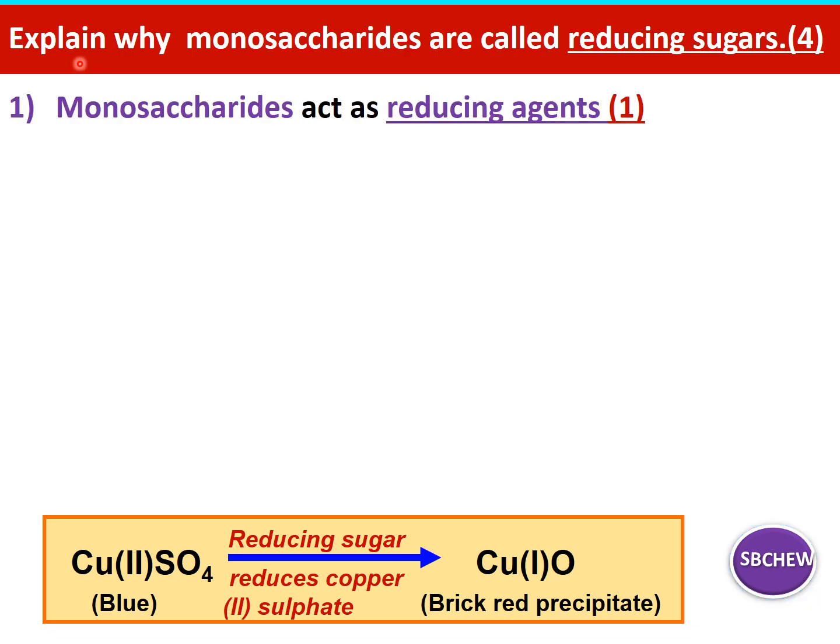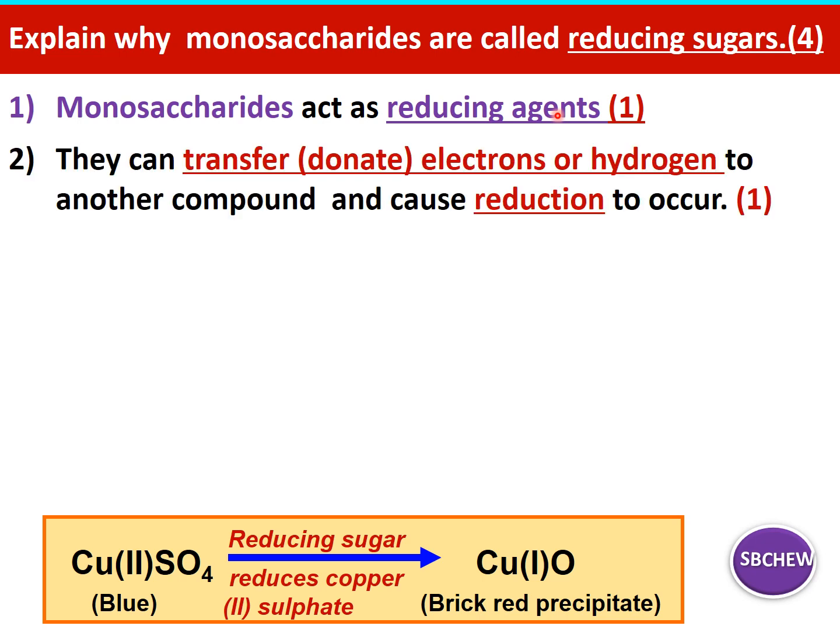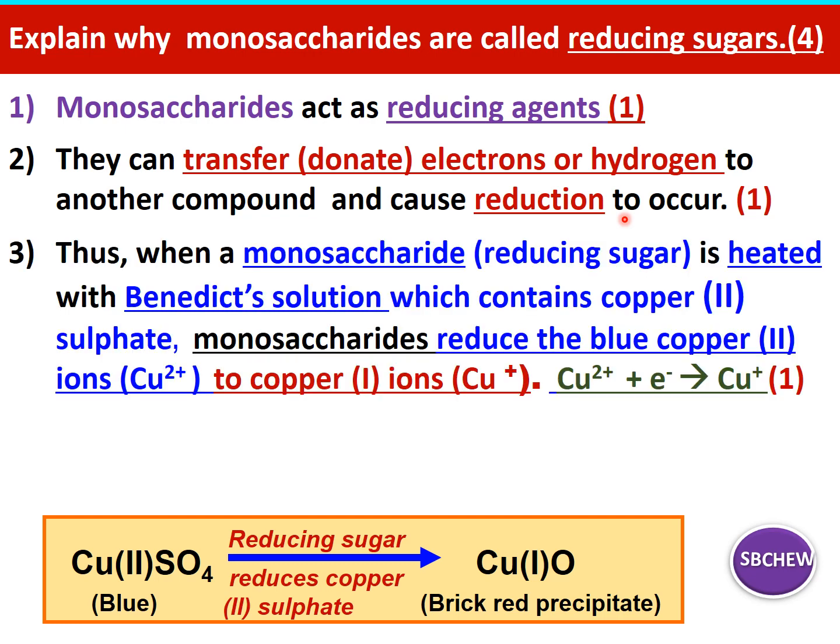Firstly, we have to mention that monosaccharides, all of them, act as reducing agents from the viewpoint of chemistry. And then elaborate what we mean by reducing agents. The monosaccharides can transfer or donate electrons or hydrogen to another compound and cause reduction to occur. So they can transfer electrons or donate electrons to another compound. Then we give the example of the Benedict's test.